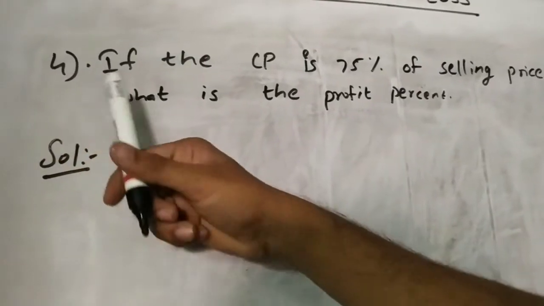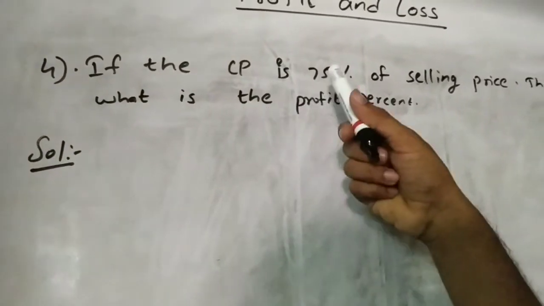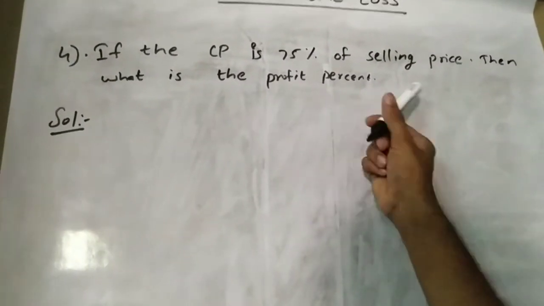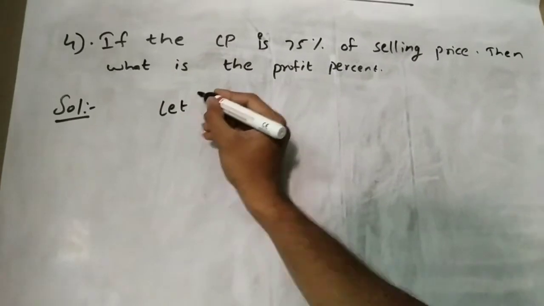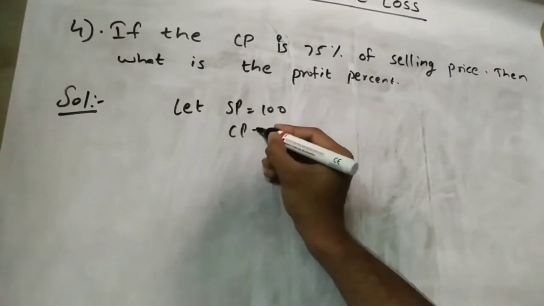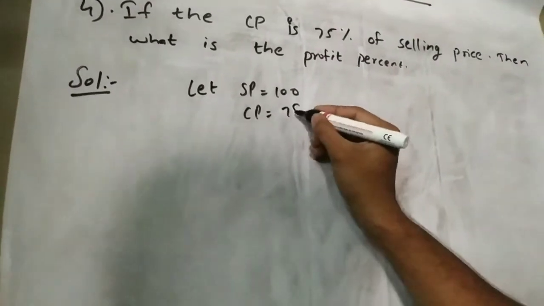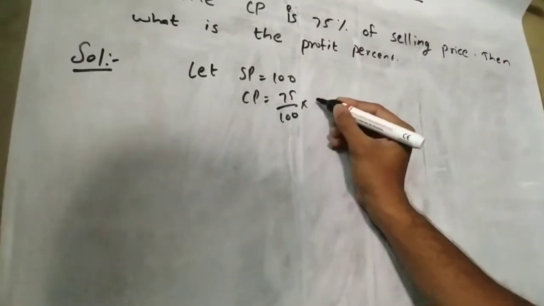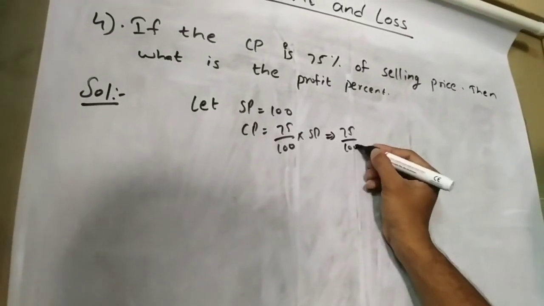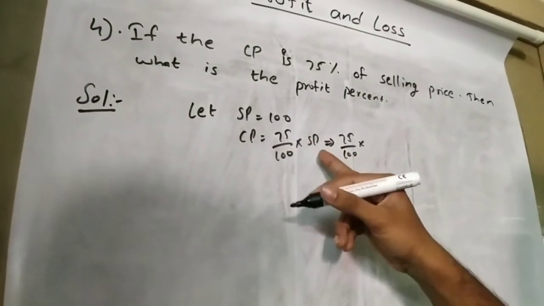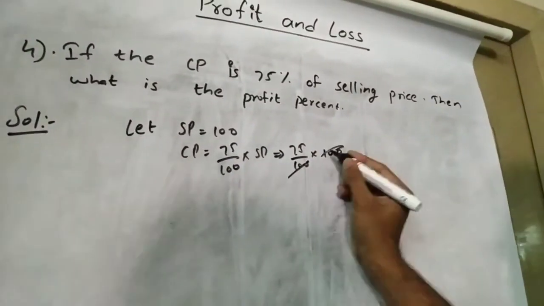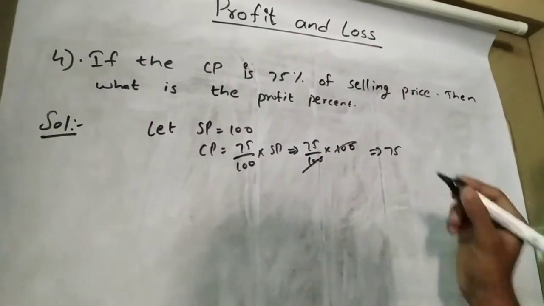So here in this fourth question it is given as if the cost price is 75% of selling price, then what is the profit percent? Let SP selling price be 100, then cost price is 75% of selling price, means 75 by 100 into selling price. That is equal to 75 by 100 into SP. SP we took as 100, so CP is 75 rupees.